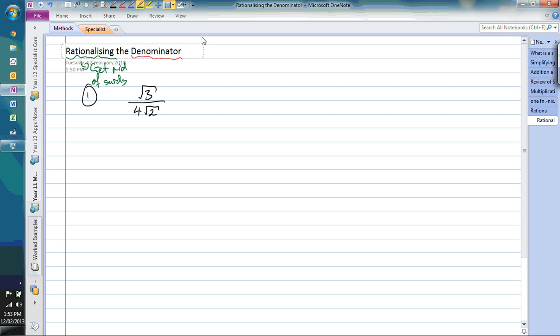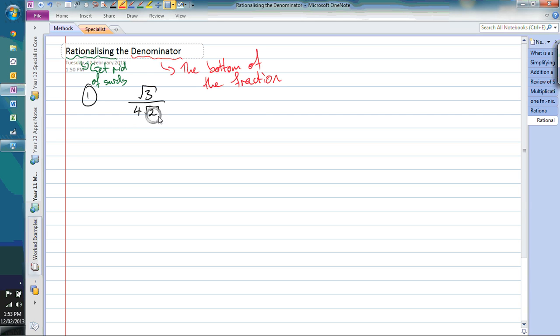In this case it means get rid of surds. And denominator means the bottom of the fraction. So with this expression here, we want to rewrite it in another form where we don't have this surd hanging out on the bottom here.